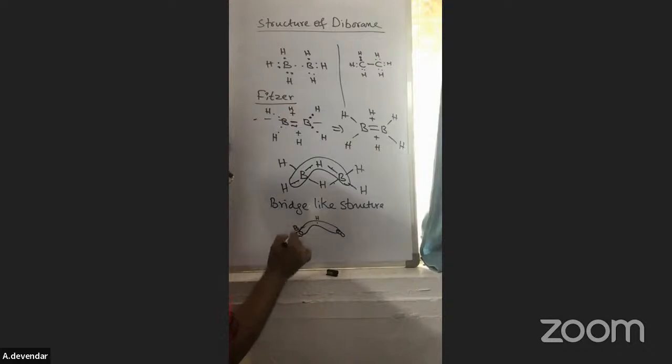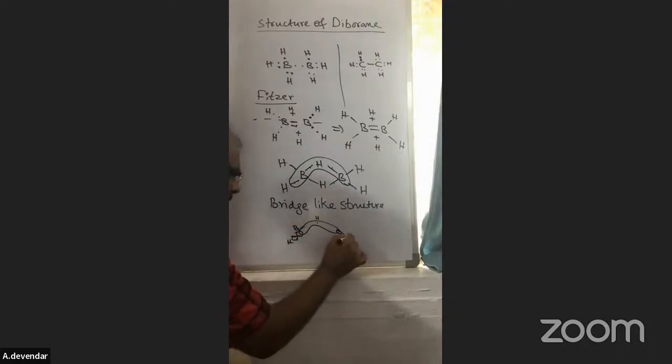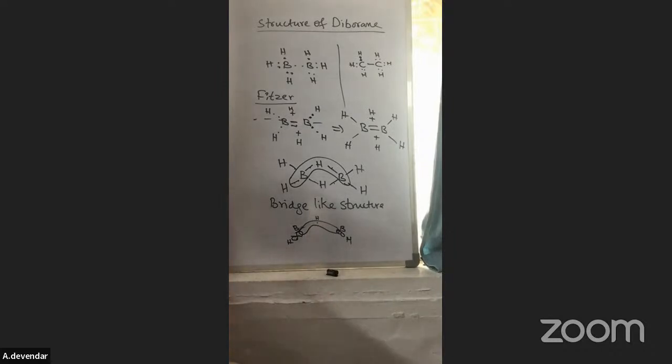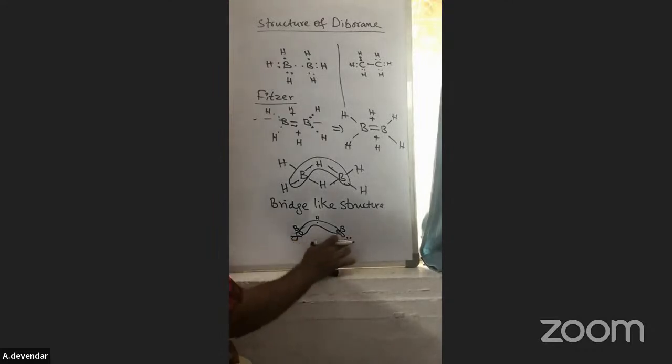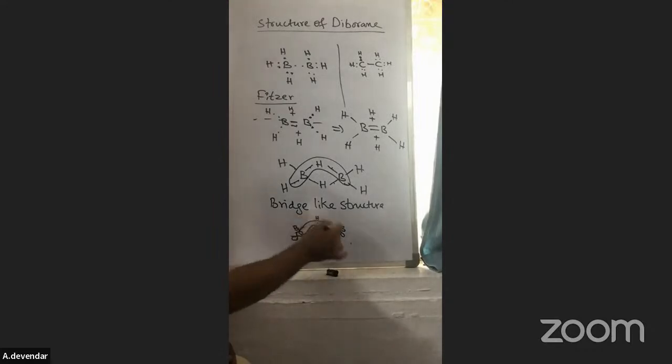Here the boron is there. Here a hydrogen. This is a similar structure when I am writing out like this one. In the simple manner, the boron atom is there. This is nothing but a BH3 type of structure.